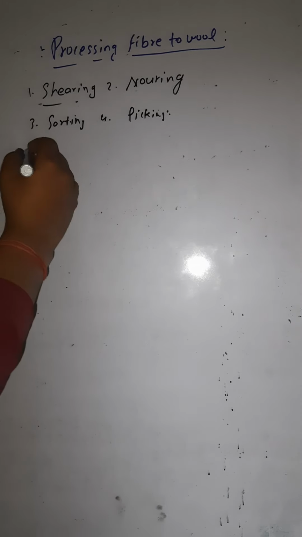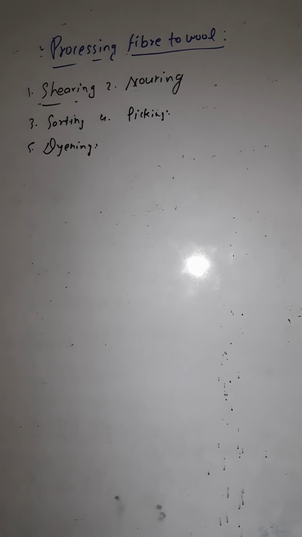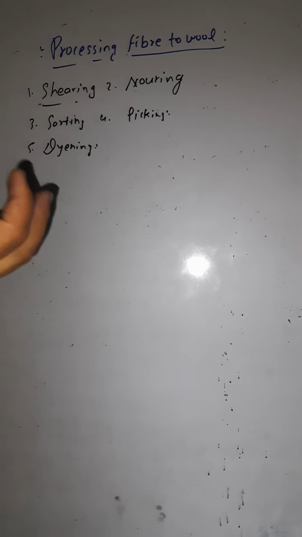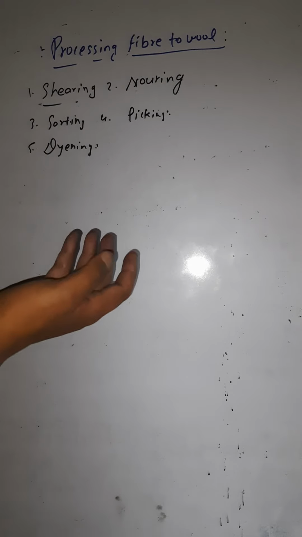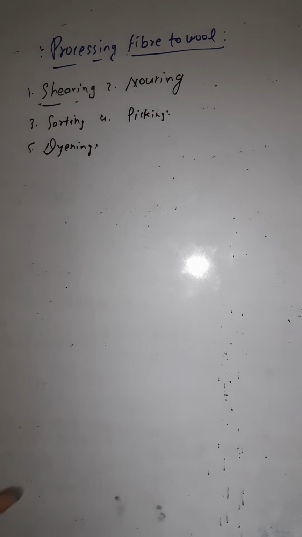And the fifth one is dyeing. As we know, the wool that we get from the sheep comes in three colors: black, brown, and white. If you want some different color, then you have to dye it. So the dyeing takes place after the picking.